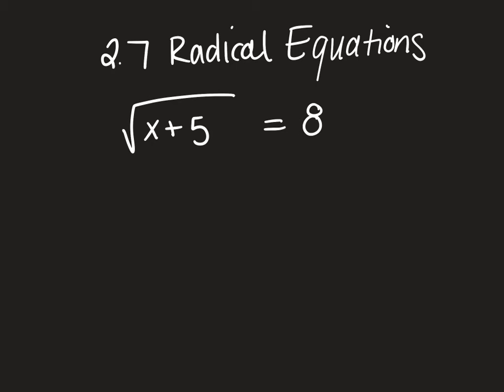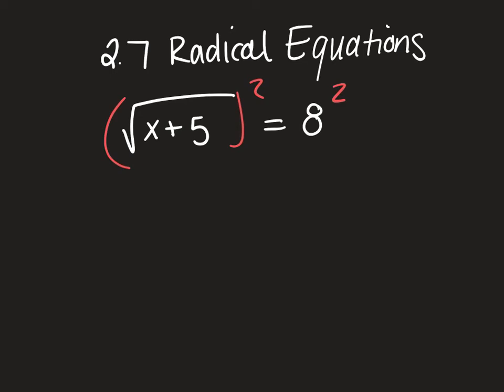What's like the opposite of taking a square root of something? Squaring it, right? So it's like how multiplication and division are opposites of each other. Adding and subtracting, opposites of each other. Square roots and squaring stuff, opposites of each other. So if we square both sides of this equation, that's going to cancel out that square root on the left side. So we're just going to square it and square that.